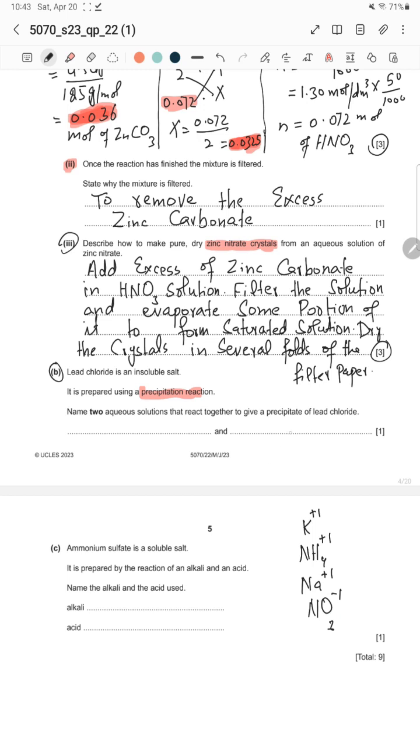So the anion will be nitrate here. So they are asking about the two aqueous solutions. So we will write two aqueous solutions here. One will be lead nitrate, the other one can be either potassium chloride, ammonium chloride or sodium chloride. You can write either one, that will be correct. So here I will write sodium chloride.